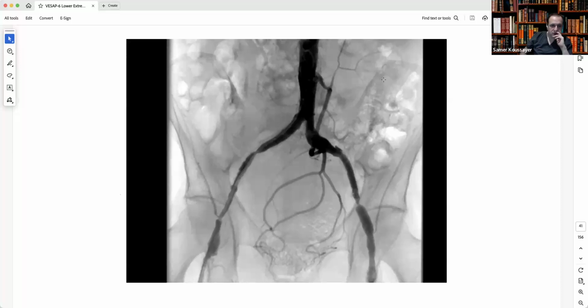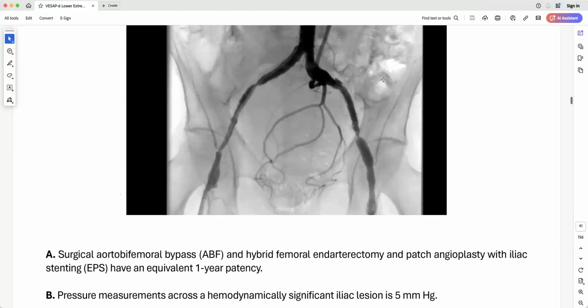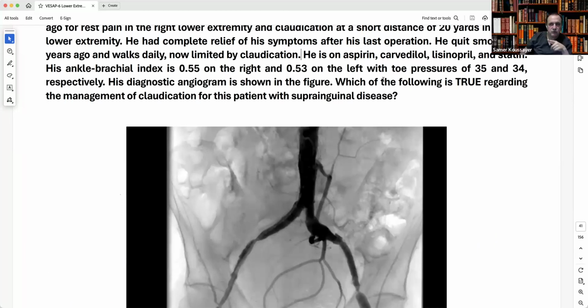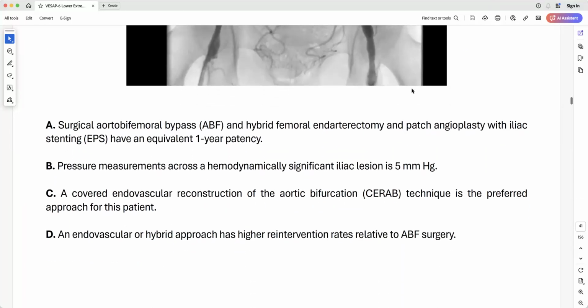Okay, so let's go back to the question and see what they're asking. Let's start one by one. They want to know what's true regarding the management of claudication. Surgical aortobifemoral bypass and hybrid femoral endarterectomy and patch angioplasty with iliac stenting have an equivalent one-year patency. No, we're going to do it as endovascular, so I don't think this is the right answer.